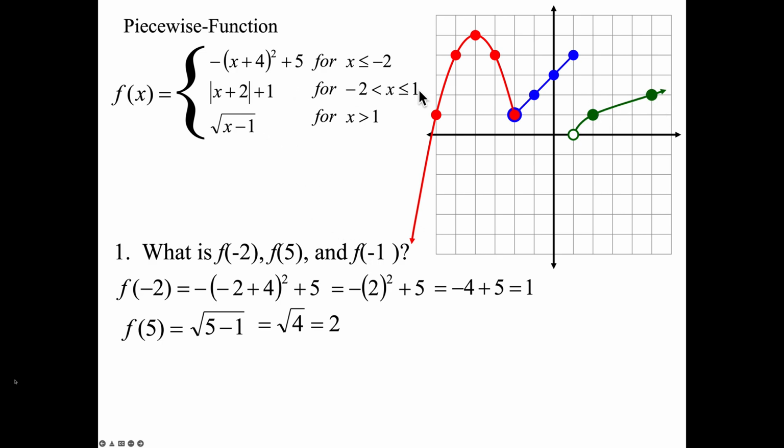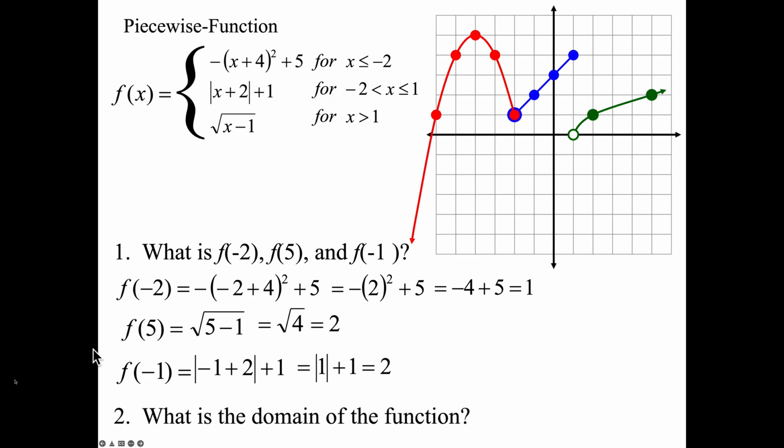F of -1, okay, -1 is somewhere between -2 and 1. Plugging it into the absolute value graph. Or go to -1, go up and hit 2 and say you're done. -1 plus 2 is 1, absolute value was 1, plus the 1 on the outside is 2. I don't know, I think the graph is much easier and quicker. That's just me.